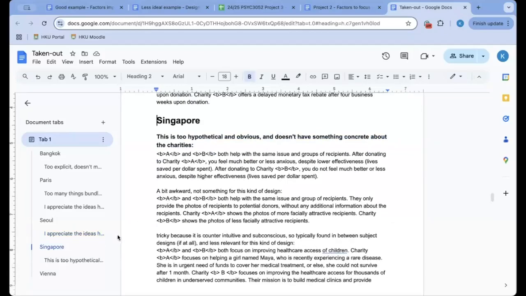On to a hypothetical and very obvious scenario, which also Phoebe highlighted doesn't have something concrete about the charities. Charities A and B help with the same issue and group of recipients. After donating to A, you feel much better or less anxious despite lower effectiveness. After donating to charity B, you don't feel much better or less anxious despite higher effectiveness.